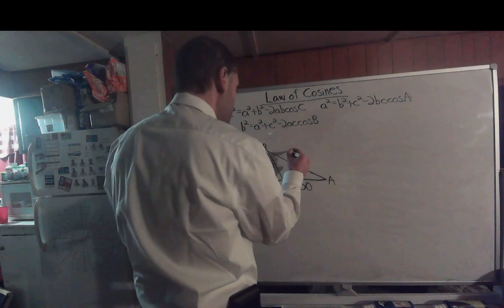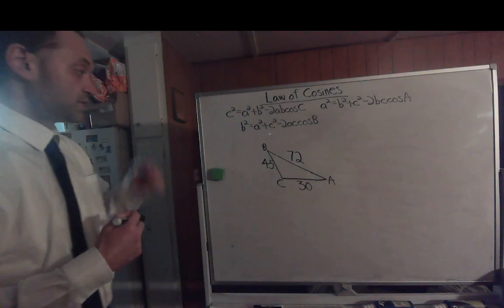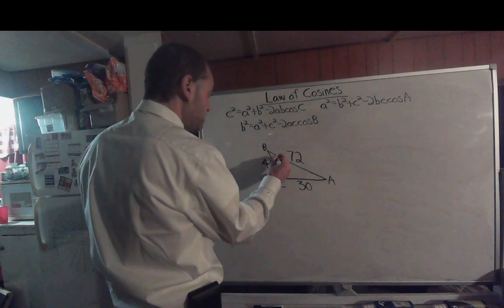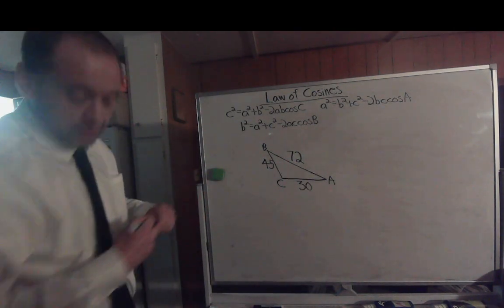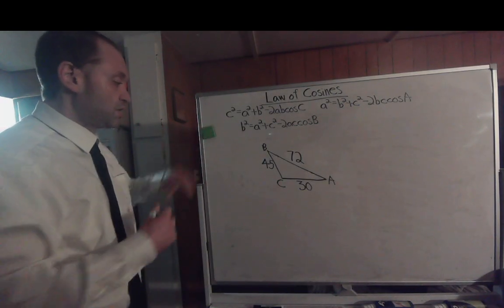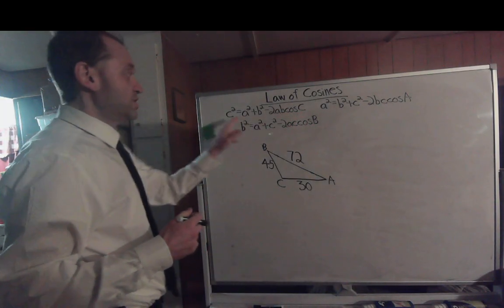Alright, so let's go ahead and solve this one. So we know all the sides, but we don't know any of the angles. Well, that's okay. Why don't we go for side C, angle C again. So we want to find angle C, so we're going to have to use this formula.